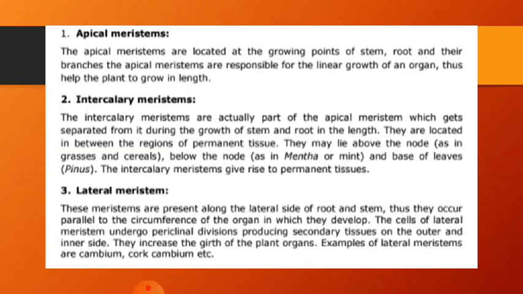So far, dear students, we dealt with meristematic tissue today. What is meristematic tissue? The tissue which has power of division, which is capable of dividing. The types: apical meristem is present at the growing points of stems and roots, and there is intercalary meristem, located in between the regions of permanent tissue, and lateral meristem occurs parallel to the circumference of organs in which they develop. They are present along the lateral sides of the roots and stems.